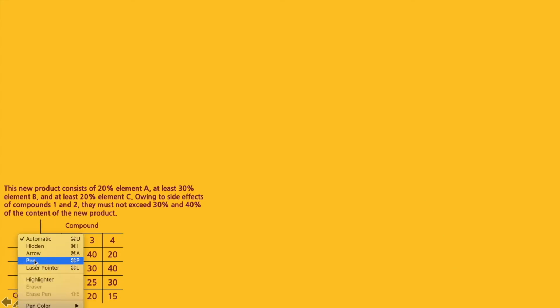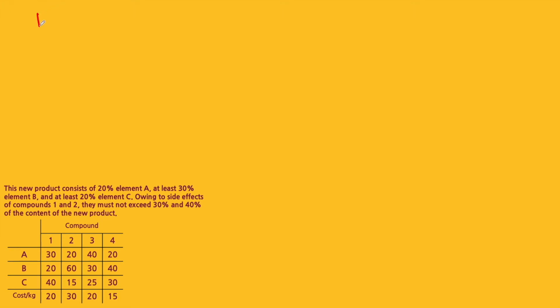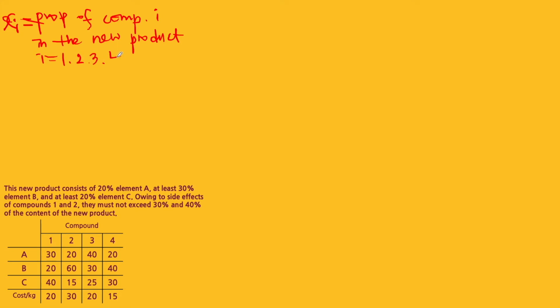Then let's go back to our example. As we learned, we first need to specify the decision variable. Here, the decision variable was the proportion of compound i in the new product. So I would define this as xi, and i would go from 1 to 4.